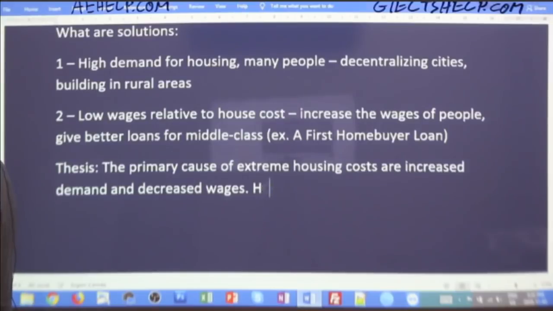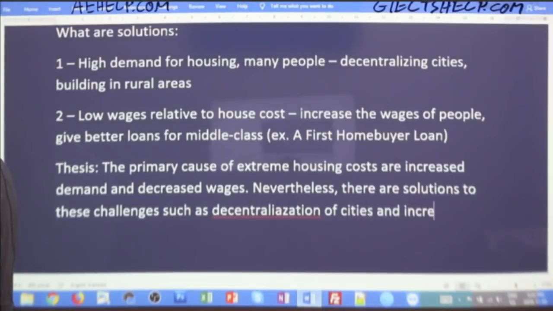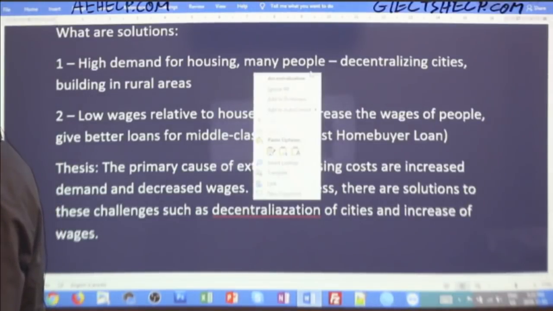However, nevertheless, there are solutions to this problem, solutions to these challenges, such as decentralization of cities, and increase of wages. Okay, so this would be a Band 9 thesis statement here.